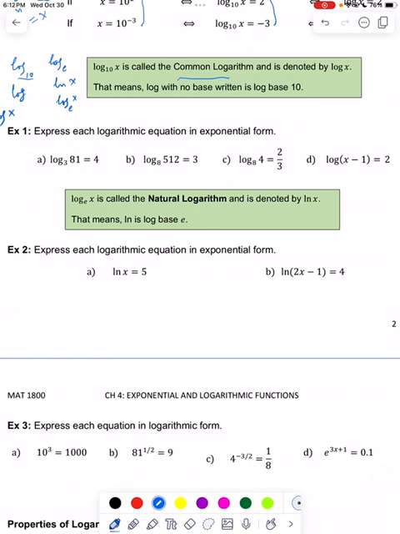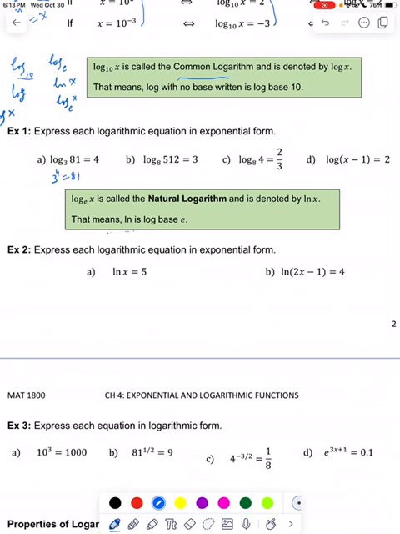So log of x to the base e is called the natural logarithm and is denoted by ln of x. This means the ln is log base e. Okay, so if we want to convert these into exponential form, can you see what it will be? So this will be 3 to the 4 equals 81.